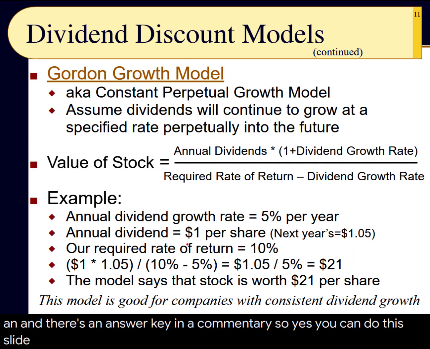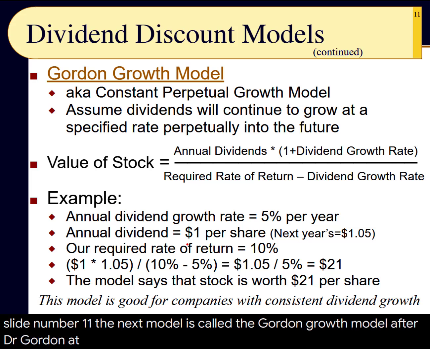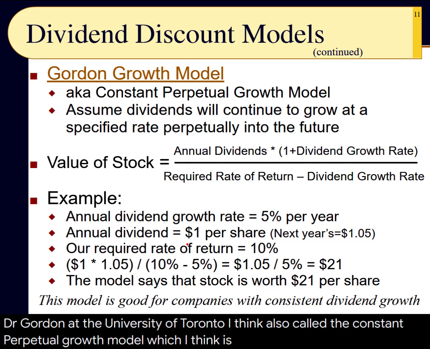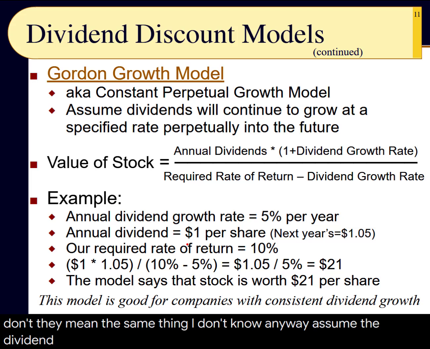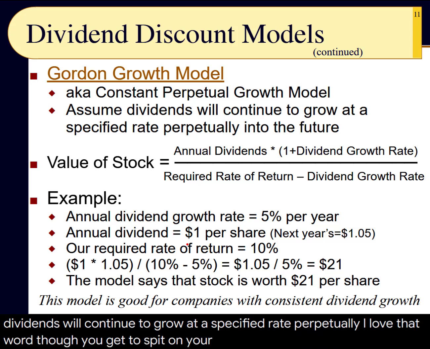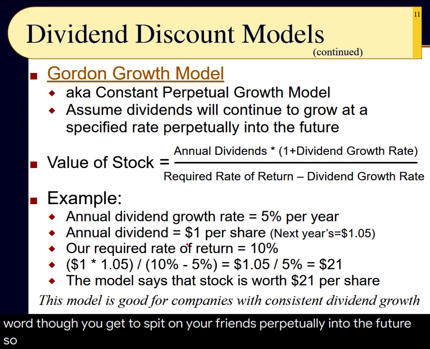Slide number 11. The next model is called the Gordon Growth Model after Dr. Gordon at the University of Toronto, I think. Also called the Constant Perpetual Growth Model, which I think is a silly name. Constant perpetual, don't they mean the same thing? I don't know. Anyway, assume that dividends will continue to grow at a specified rate perpetually. I love that word though. You get to spit on your friends. Perpetually into the future.